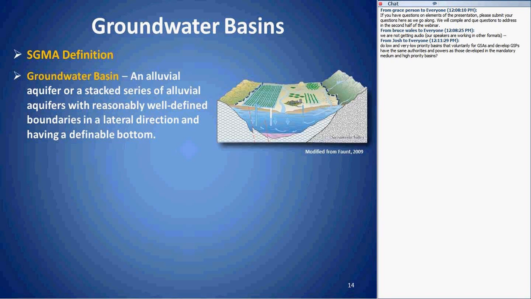So the schematic on the screen here is a good illustration of a groundwater basin and its boundaries, where the boundary is the contact between bedrock aquifer material in the foothills or mountains and the alluvial aquifers of the valley or alluvial aquifers in the state.